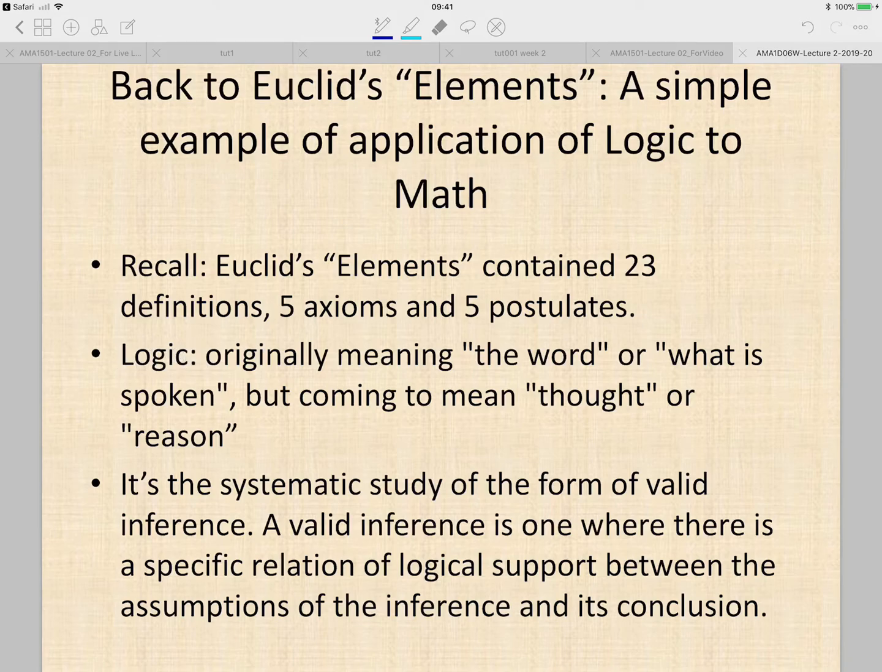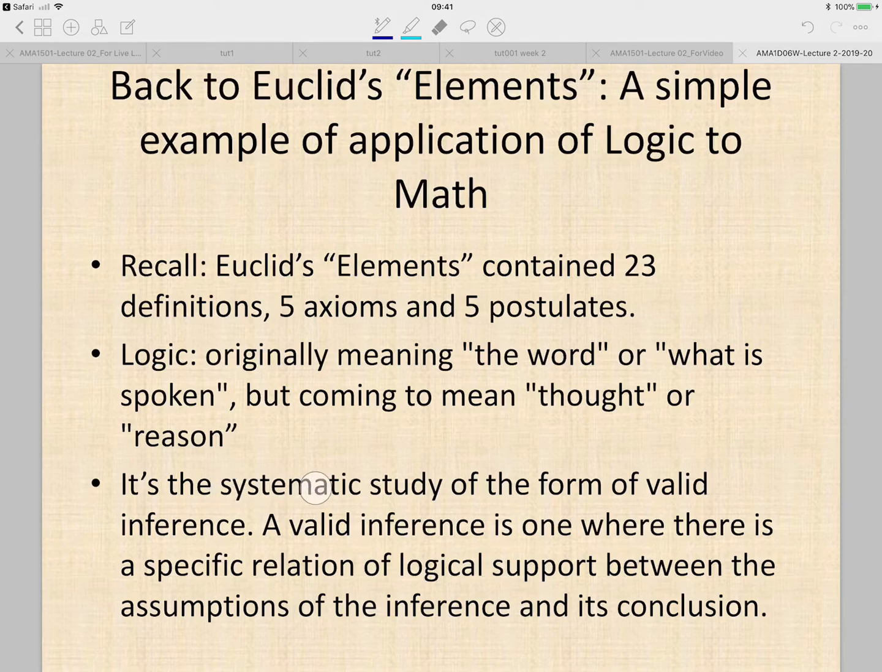So basically, what's logic? Logic originally meant the word or what is spoken, but came to mean thought or reason. So logic is the fundamental tool we have as humans to basically deduce or discover new things in the world. Einstein had thought experiments, and then he logically deduced from those thought experiments that, for example, mass and inertia are the same, and everything is kind of relative. If you want, we'll get into that more.